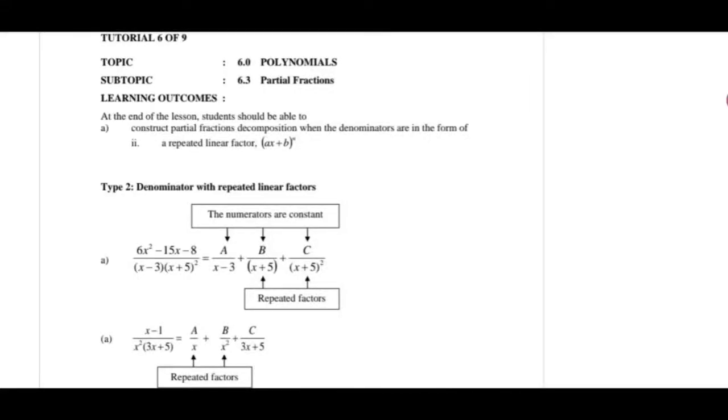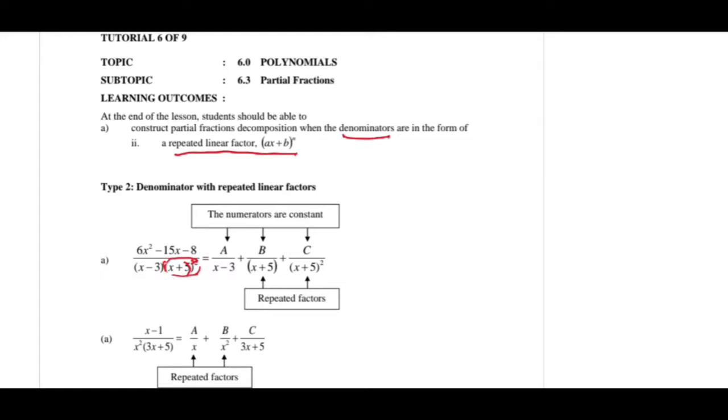Hi, in today's tutorial, we'll learn more on partial fractions and we will focus on denominators in the form of repeated linear factors. So, examples of denominators with repeated linear factors are shown in example A here. Why do we call it a repeated linear factor? It's because we have this term (x + 5) squared. This means that x + 5 is repeated twice. And then we have one other factor, which is linear, x - 3.